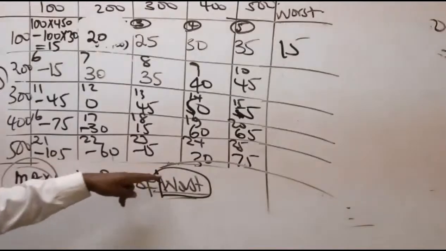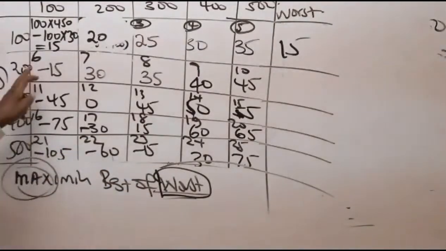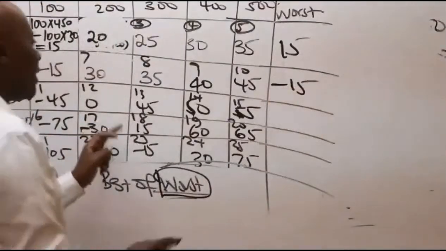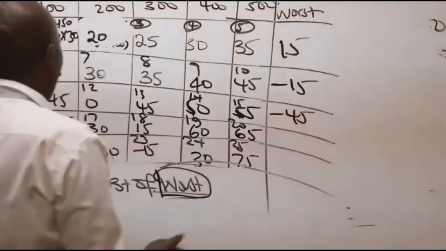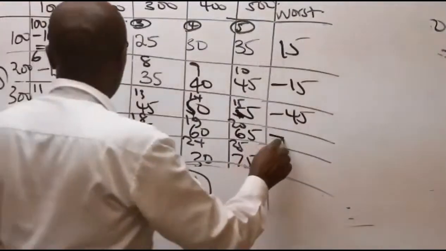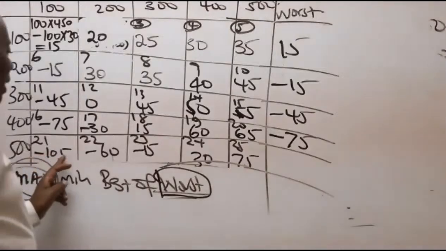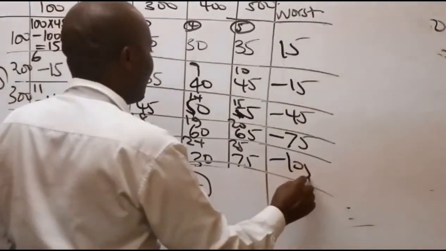Normally we start with the worst. So we have this one here, the very worst is negative 15. The very worst here is negative 45. The very worst, ladies and gentlemen, is negative what here? 75. The very worst here is negative 105, the very lowest.